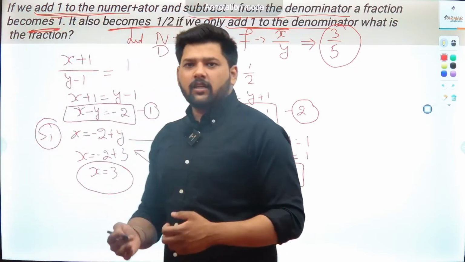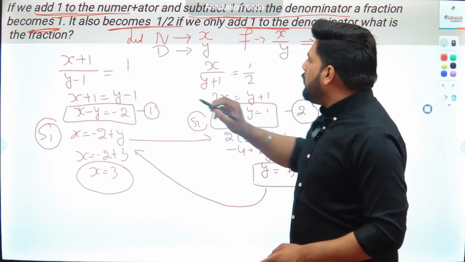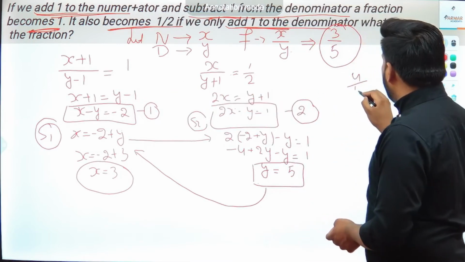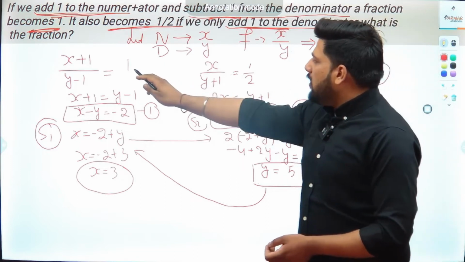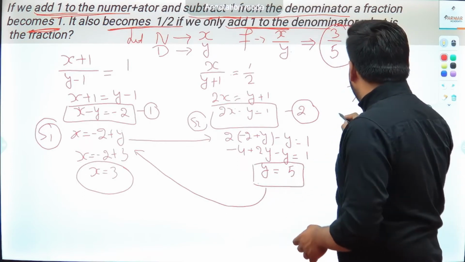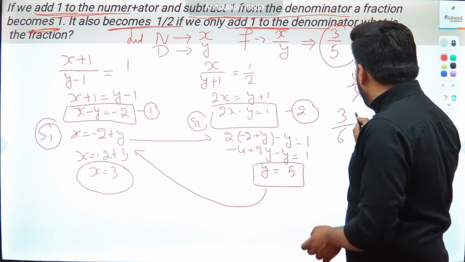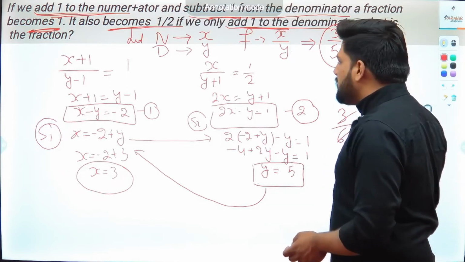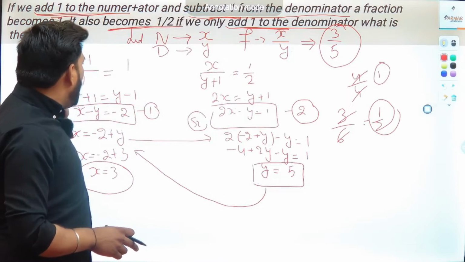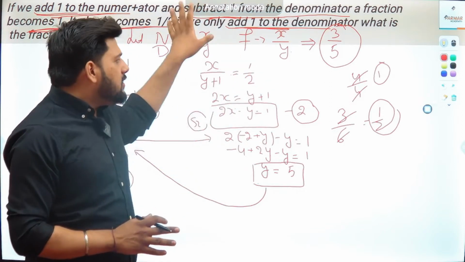If we want to check the solution, we will go through the conditions. Look here, the first condition is add 1 to the numerator, that is 3 plus 1, 4. Subtract 1 from the denominator, 5 minus 1, 4. The answer is 1. Yes, the answer is 1. First condition satisfied. The second condition is, there is no change in the numerator, means 3 is as it is, and if we add 1 to the denominator, means 5 plus 1, 6. It becomes half. Yes, it becomes half. So our answer, that is 3 upon 5, will satisfy both the conditions. So 3 upon 5 is the correct answer for this statement problem.